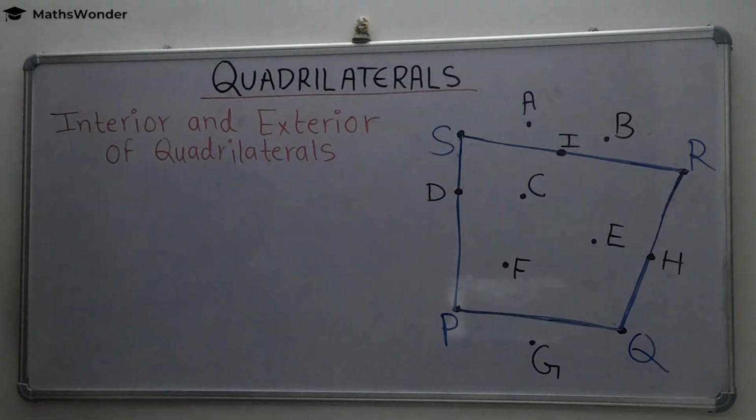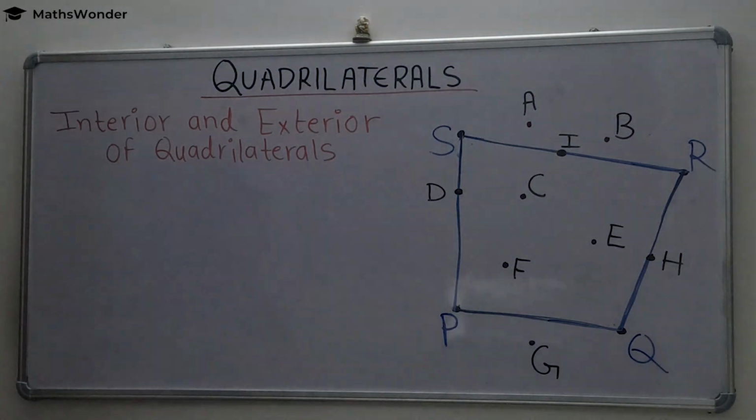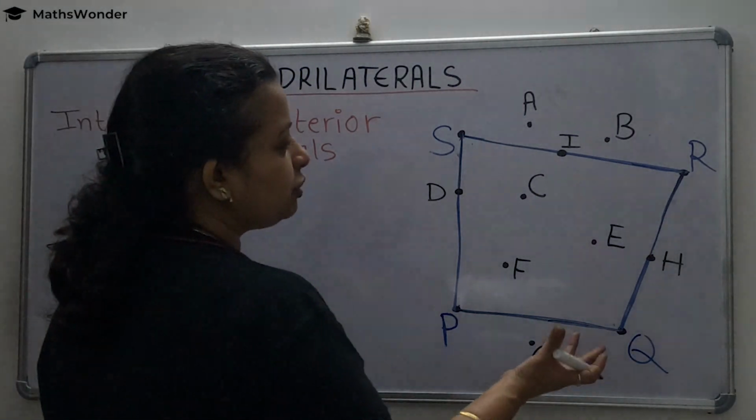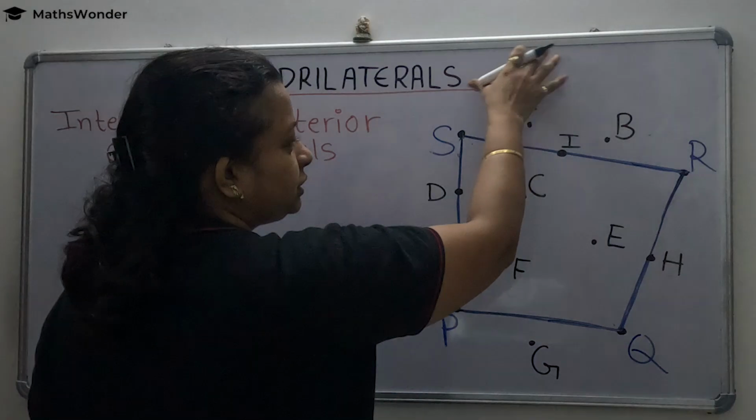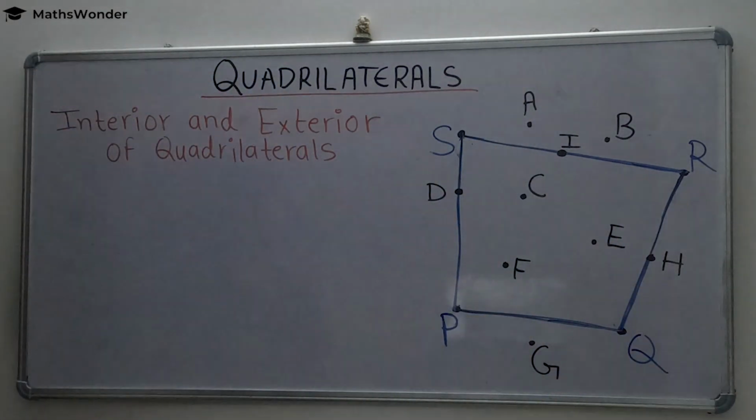So the next topic is interior and exterior of quadrilaterals. Now, how will you find it? A quadrilateral divides the plane into 3 parts. Which 3 parts? Inside, outside, and on the quadrilateral. Total we have 3 parts.